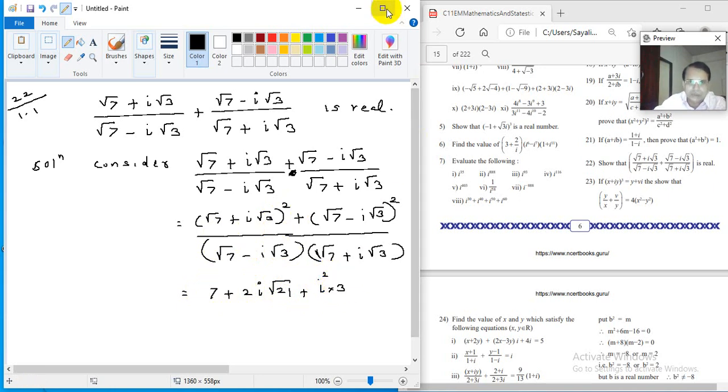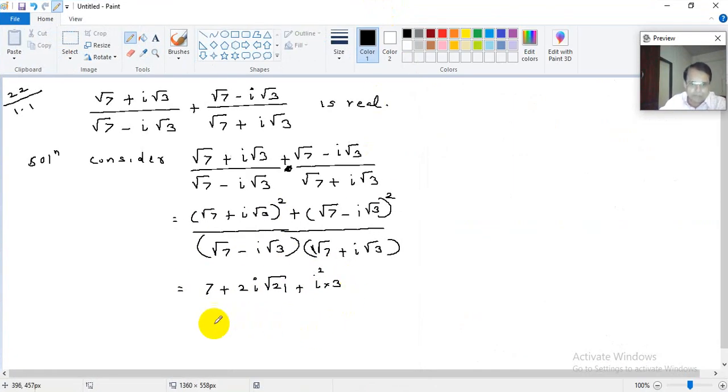I will enlarge this so that we can use the whole screen. So this is the square of the first term. Now here it is minus, so the square of root 7 is 7, minus 2ab, which is minus 2i into root of 21, and the square of minus I root 3 is I square into 3.